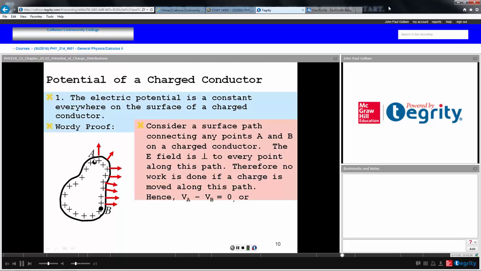If there's no work done from point A to point B, your change in potential energy will be zero, and hence your change in potential will be zero. Hence, VA will be equal to VB. The potential at point A will be the same as the potential at point B. The charge on the surface of a conductor is constant.